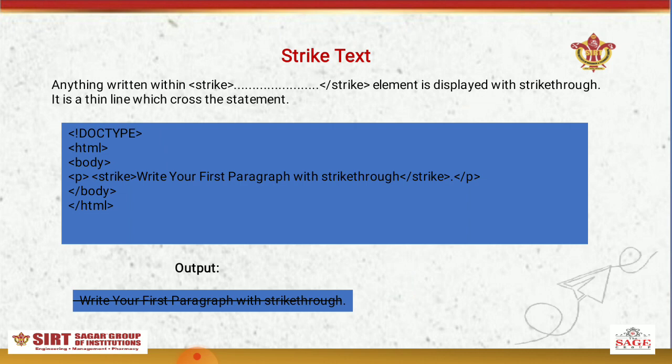Strike tag. Anything written with the strike tag is displayed with a strikethrough. It is a thin line crossing the statement. Then HTML starts, body section starts. We declare P. P is a paragraph. Strike, write your first paragraph with strikethrough. Then strike close, paragraph close, body section close, and HTML close. This is our output.